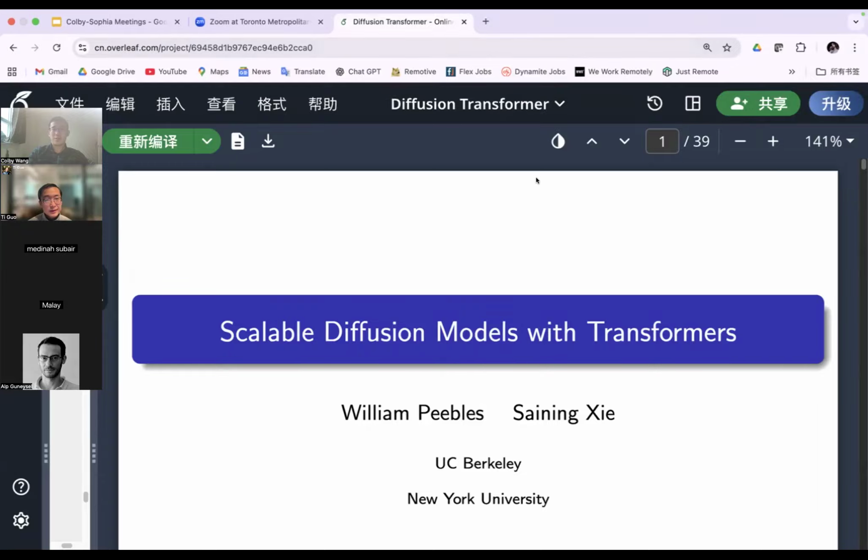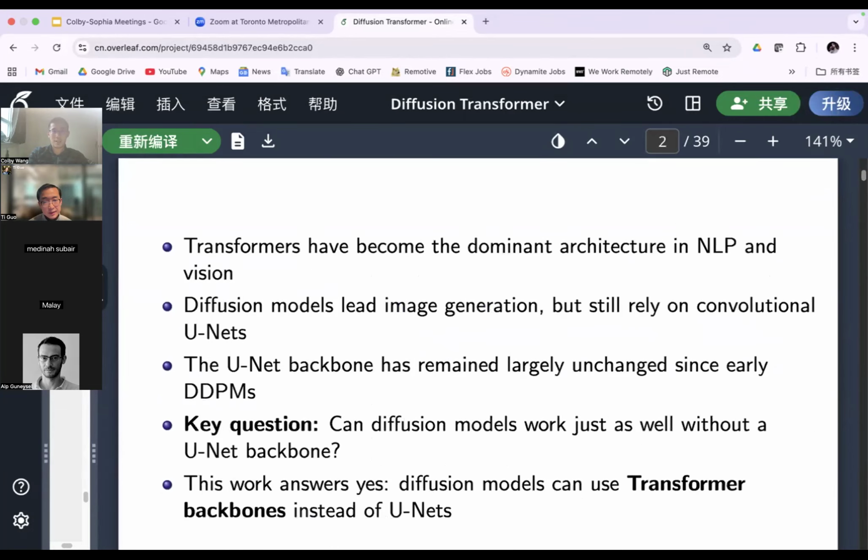Yeah, sure. Okay, so hi everyone, welcome. Today we'll discuss the paper called Scalable Diffusion Models with Transformers. Before doing that, we can give a very brief introduction on what diffusion models are. I think I have a slide on that.